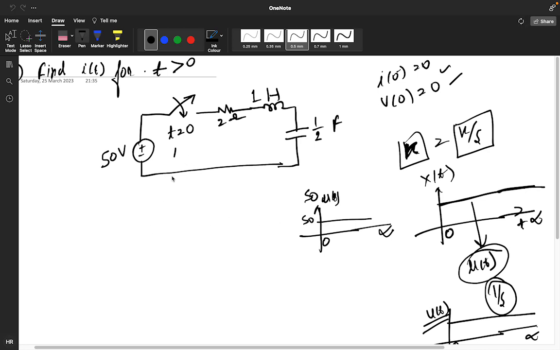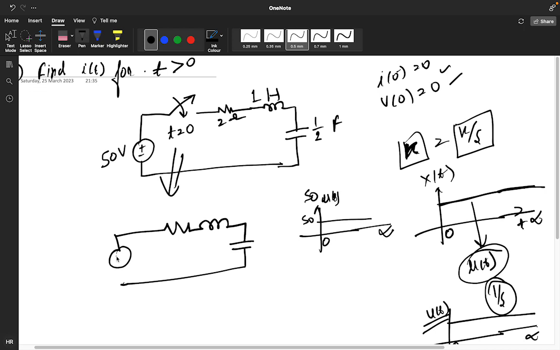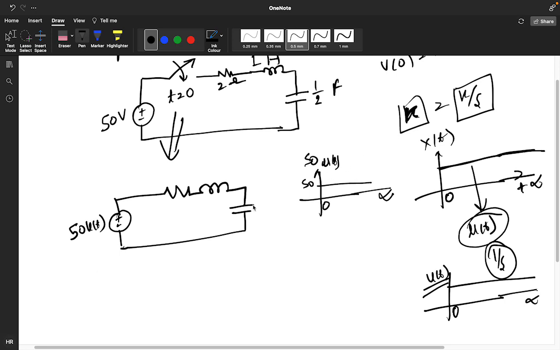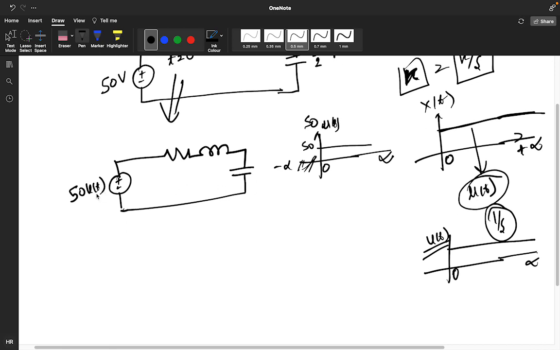So we can represent this circuit like this also, 50 u of t. Because u of t means from minus infinity to 0 the circuit is closed, nothing was there. So basically instead of this switch we can write u of t. And what is the Laplace transform of a step function? Always remember, 1 by s.